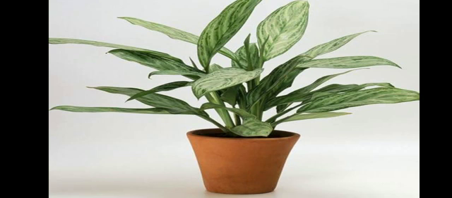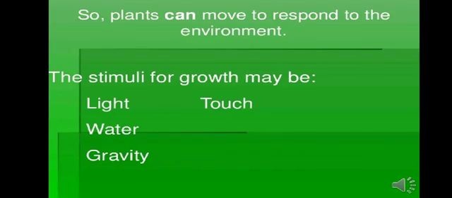What is a stimulus? Any kind of change in the environment that causes an organism to react or respond is what we call a stimulus. So plants can move in response to the environment. The stimuli may be in the form of light, water, gravity, touch, etc.